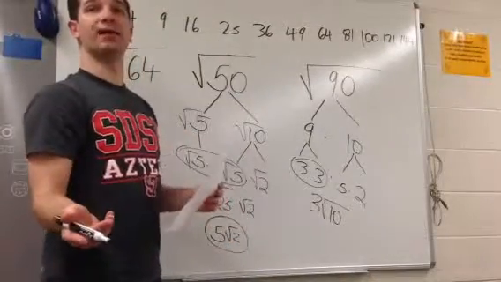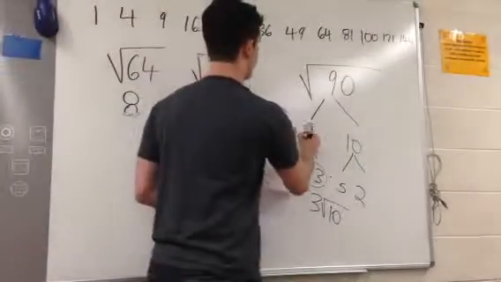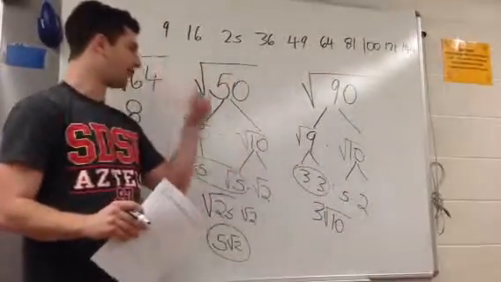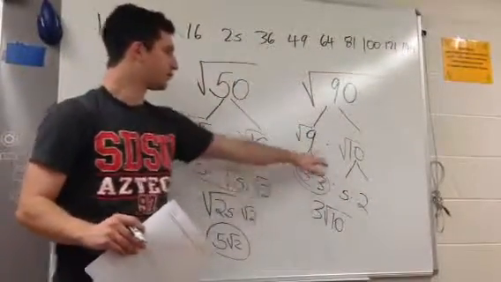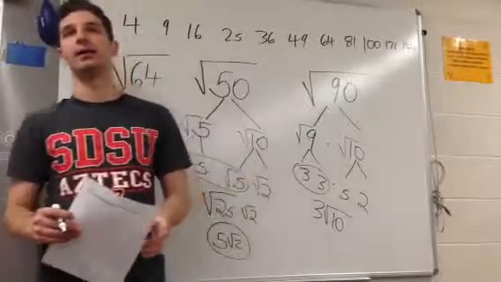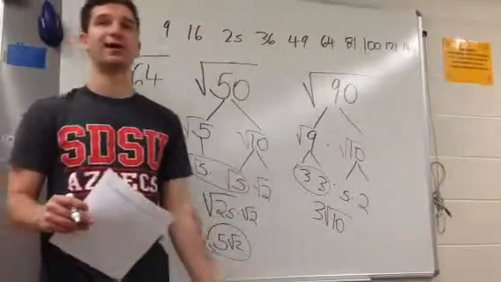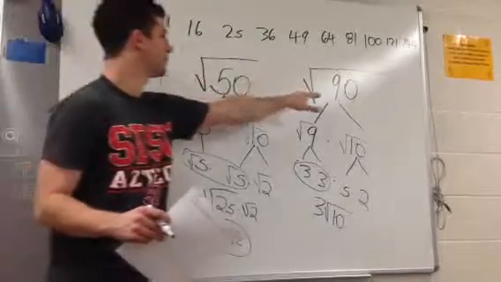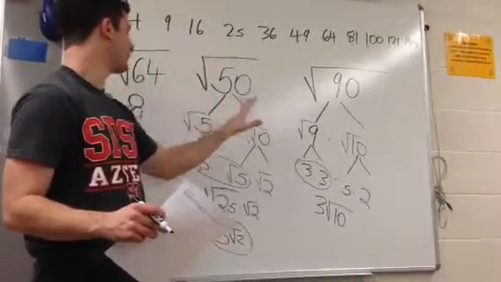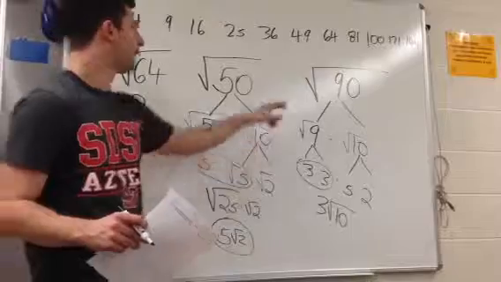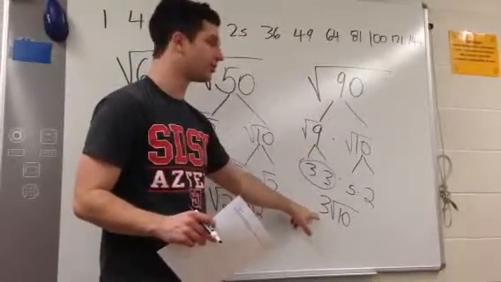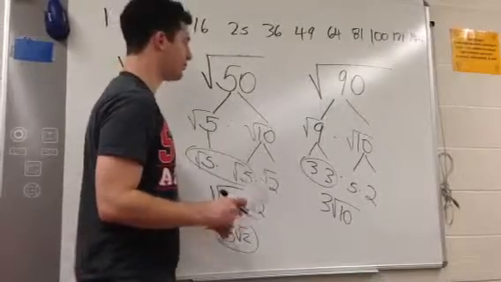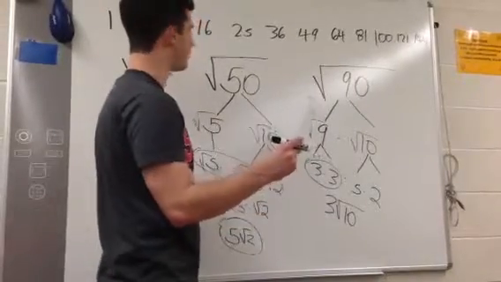Or another way of looking at it is this. Some of us may have already seen that, okay, the square root of 9 is 3. The square root of 10 can't be broken down. So the whole goal of simplifying radicals is pulling out perfect squares from our numbers. So in 50, the perfect square that I pulled out was 25. In 90, the perfect square that I pulled out was 9. Okay? So let's see one more example when we have some variables involved.